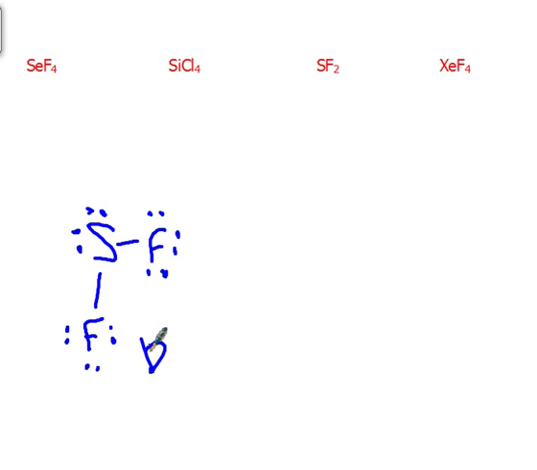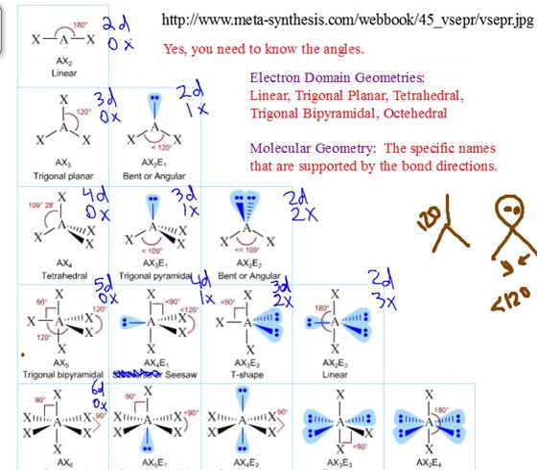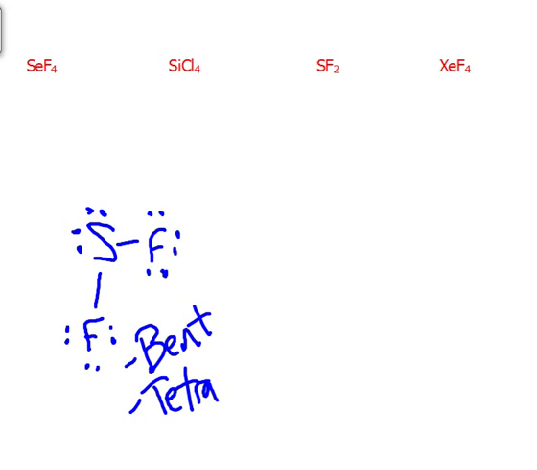Now, if we're talking electron region, I wouldn't want to say bent. The number of electron regions is 4 on the sulfur. So this is also tetrahedral as far as the electron region domain. Electron domain geometry. I always say that backwards. And that's what we want to focus on in this chapter. It's really the number of electron domains.